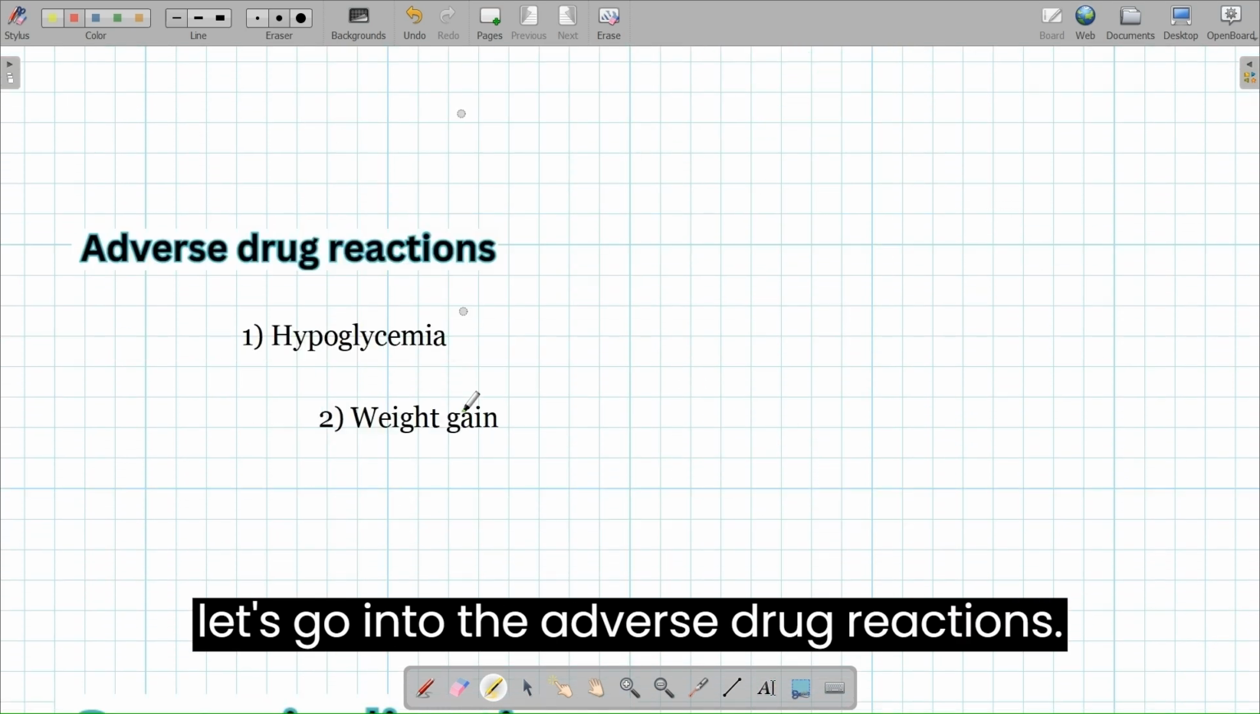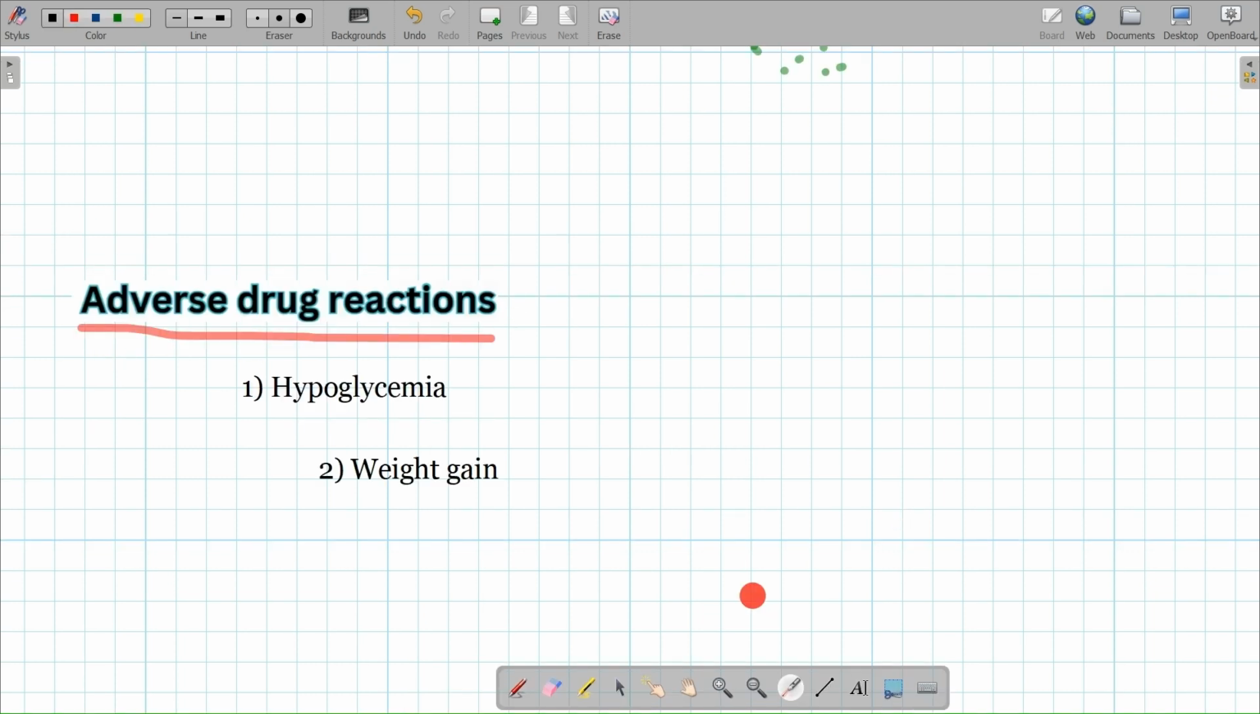Now let's go into the adverse drug reactions. There are two main adverse drug reactions: hypoglycemia and weight gain. Hypoglycemia we usually say when the blood glucose level falls below 70 mg per dl. When the blood glucose level falls below this level, we say it is hypoglycemia.